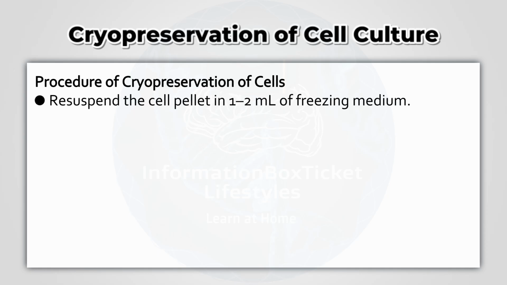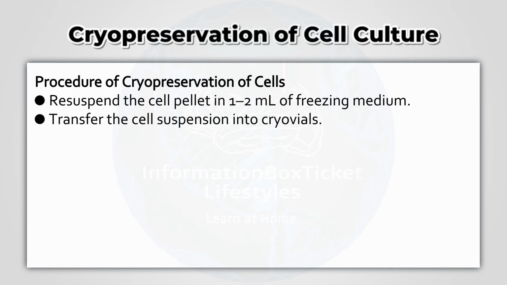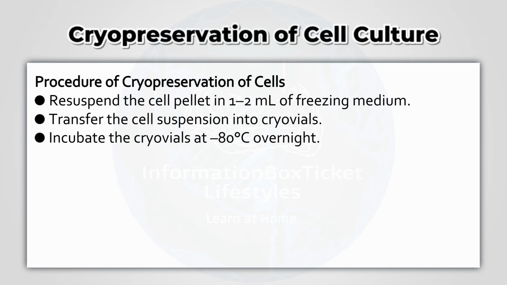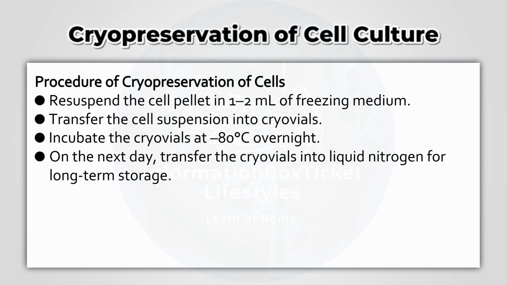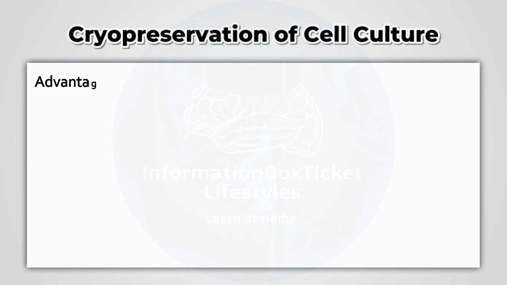Resuspend the cell pellet in 1 to 2 milliliters of freezing medium. Transfer the cell suspension into cryovials. Incubate the cryovials at -80 degrees Celsius overnight. On the next day, transfer the cryovials into liquid nitrogen for long-term storage.